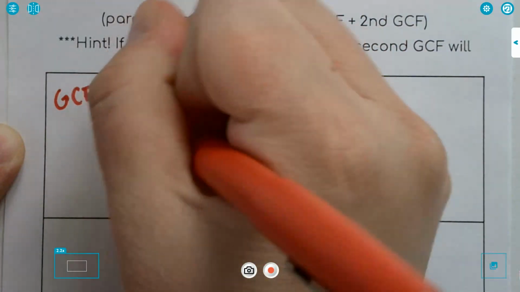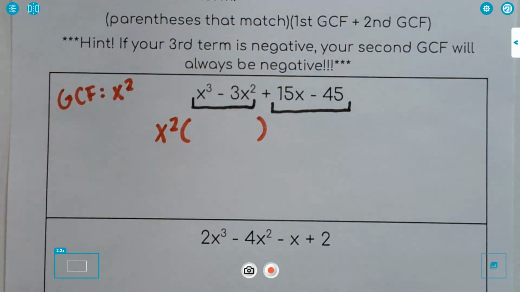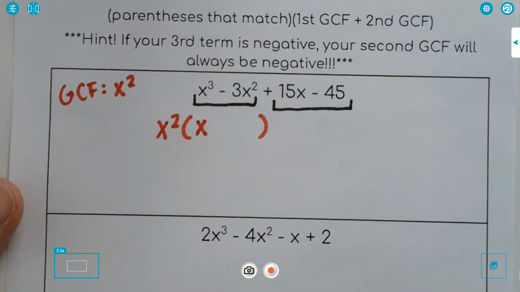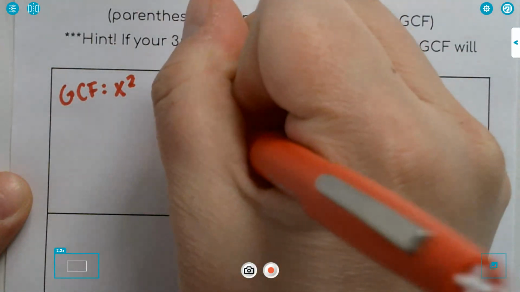And then we're going to pull that out. So x squared. When we factor out a GCF, we are subtracting our exponents. So 3 minus 2 is 1. Leaves behind just x. And then negative 3x squared, divide out the x squared, is negative 3.